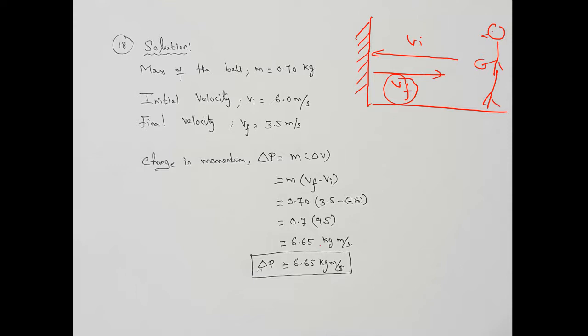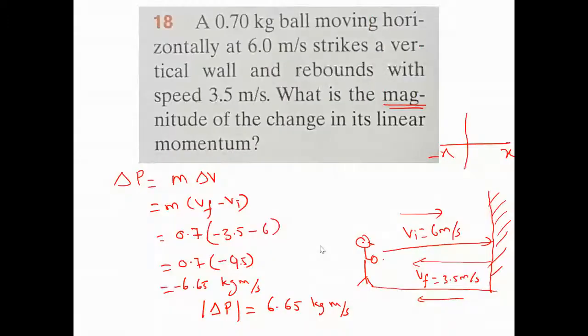Clear? Yes, doctor, but it will be in the positive. Of course, because they need only the magnitude, you will always get the positive value. But teacher, the previous one was minus 6.65, and we changed it to a positive.